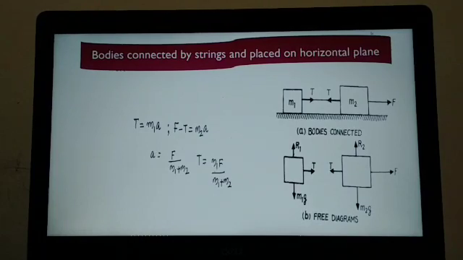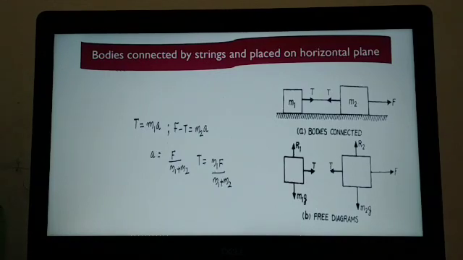And we have already written T is equal to m1a. So T you can replace by m1a. So F is equal to m1a plus m2a. So a is equal to F divided by m1 plus m2. Again, a very simple equation. And what about T? a is F divided by m1 plus m2, and T is equal to m1a. So T is m1 into F divided by m1 plus m2. That will be the tension acting. Is it simple? Yes, it's a simple free body diagram analysis.